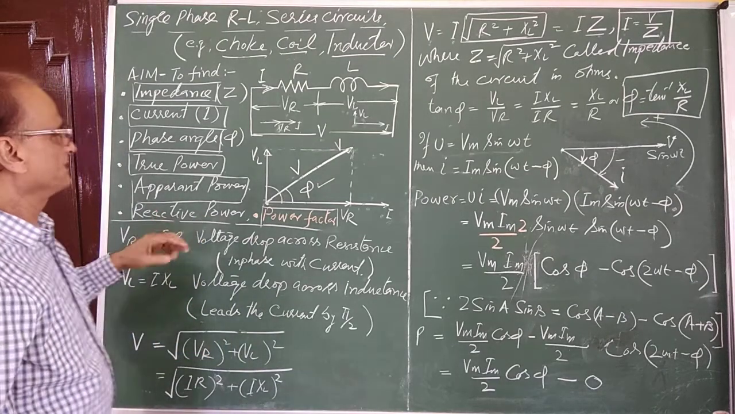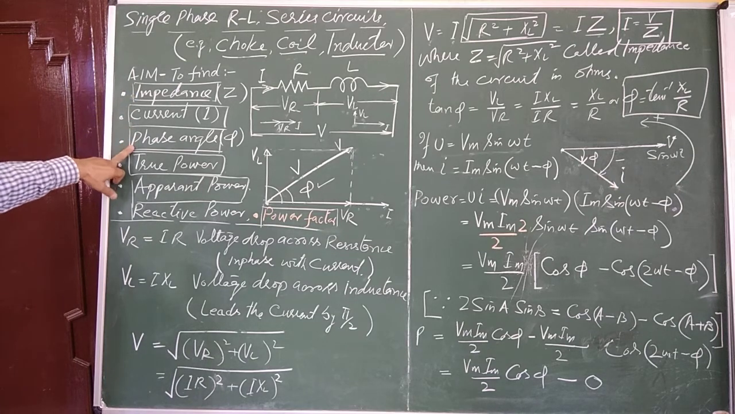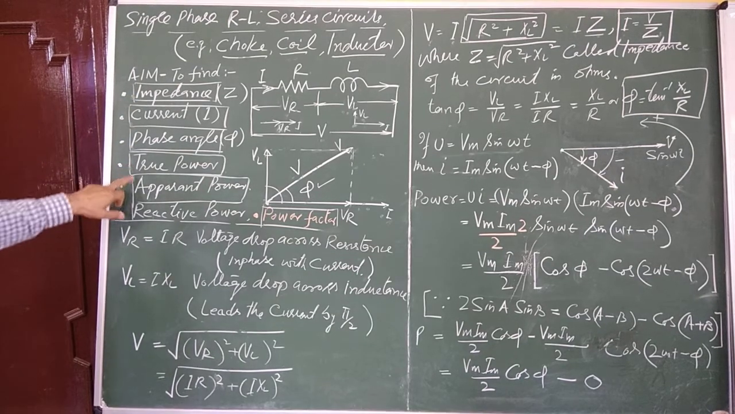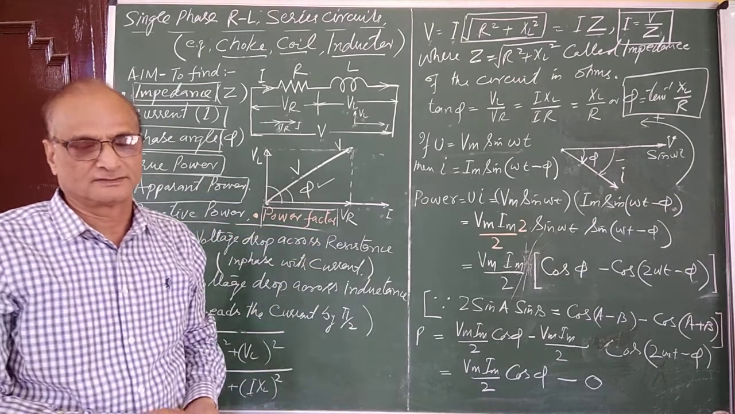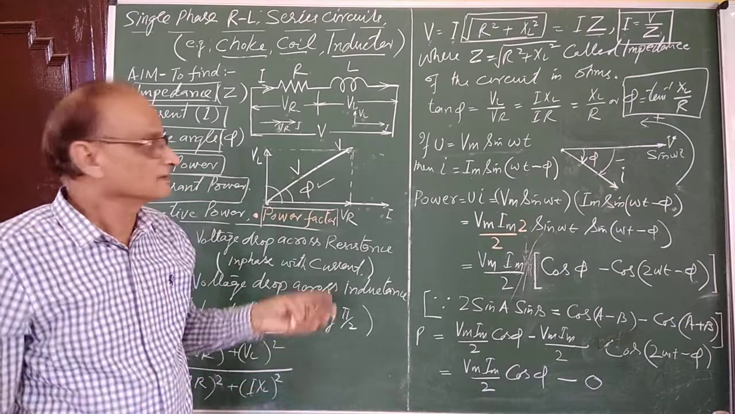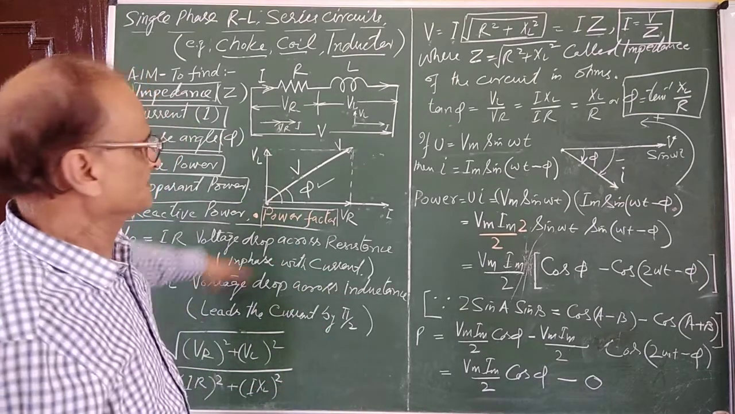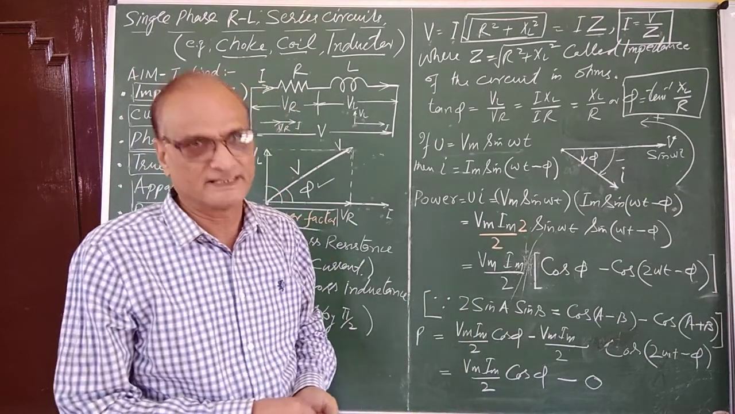Our aim is to find impedance, current, phase angle, true power, apparent power, reactive power, and power factor. We will derive the formula for all the quantities here, and this formula will be almost a universal formula in AC.